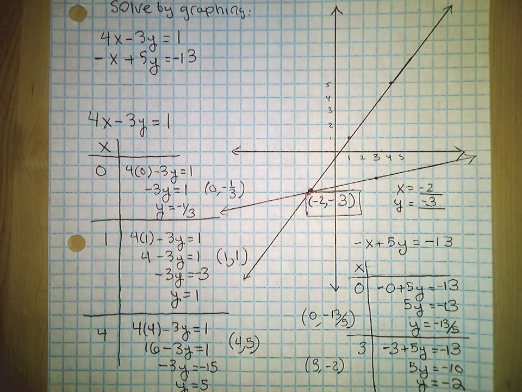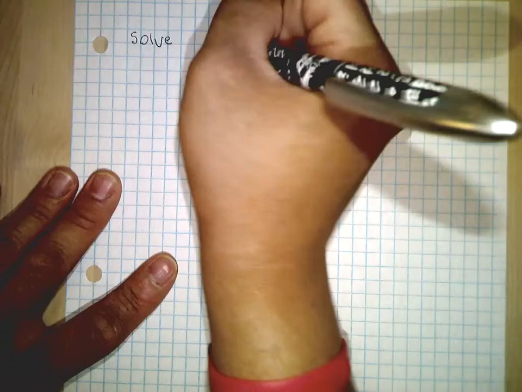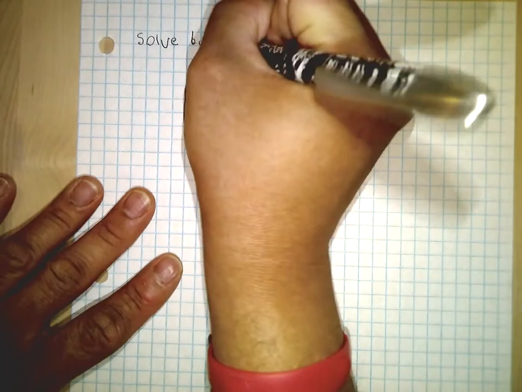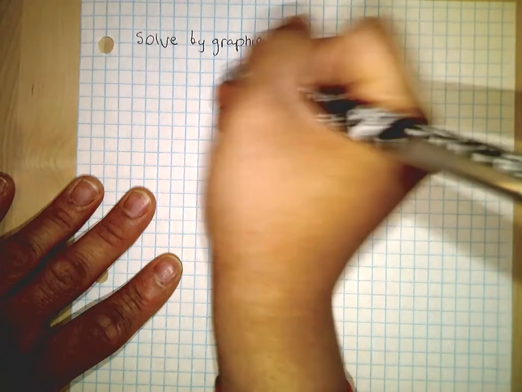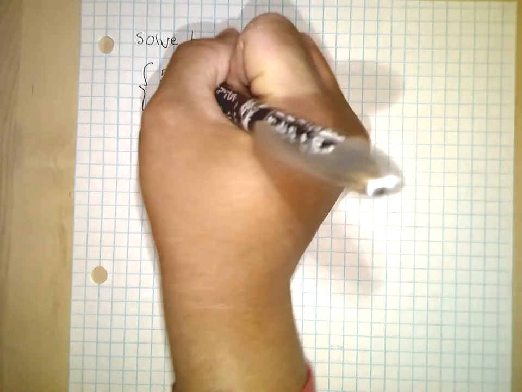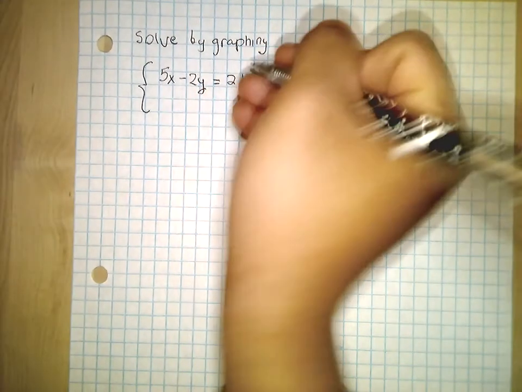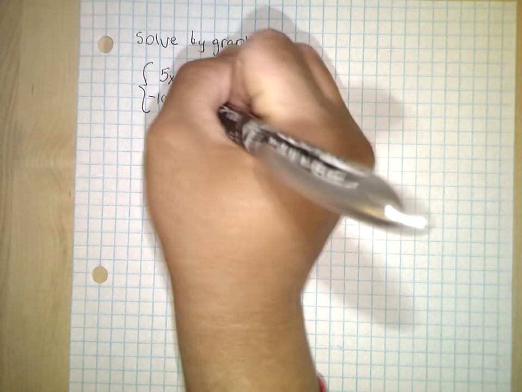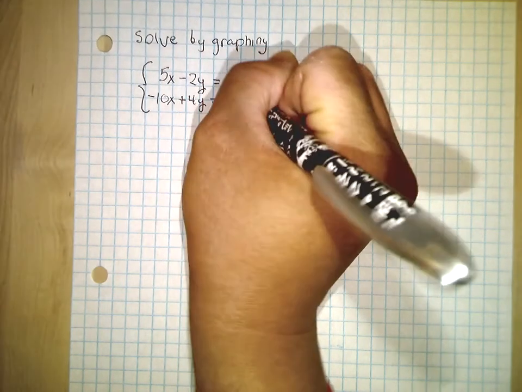All right, let's try another one here. Let's do one more by graphing. So here's another great example of solving a system of equations by graphing. It is 5x minus 2y is equal to 21, and -10x plus 4y is equal to -42.